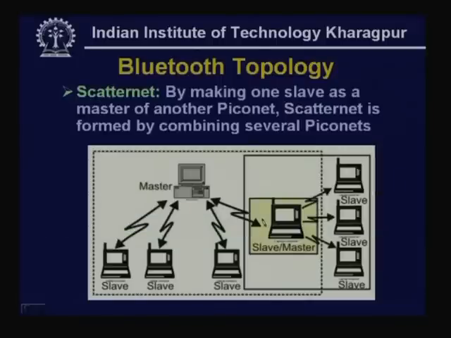Then the second topology that is being used is scatternet. It makes one slave the master of another piconet. So, here as you can see, this is one piconet, and this is the master, and this is one of the slaves, and this slave is now made master of another piconet. So, here you have 8 stations, out of which this is one slave, and this slave now becomes a master of another piconet. In this way you can have a scatternet, and the number of such mobile stations can be more than 8. So, a scatternet is formed by combining several piconets, as shown in this diagram.